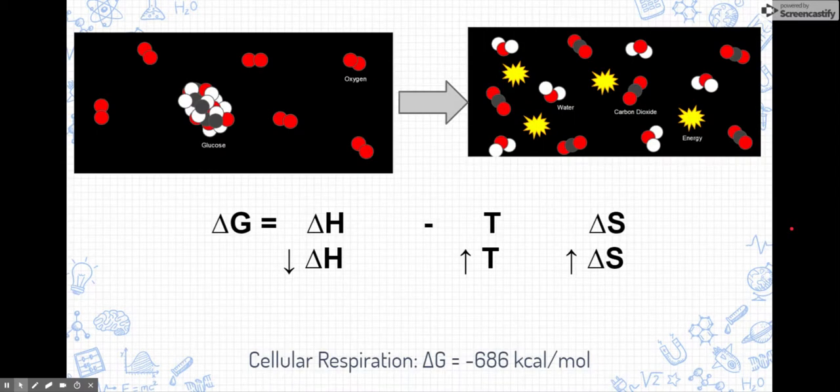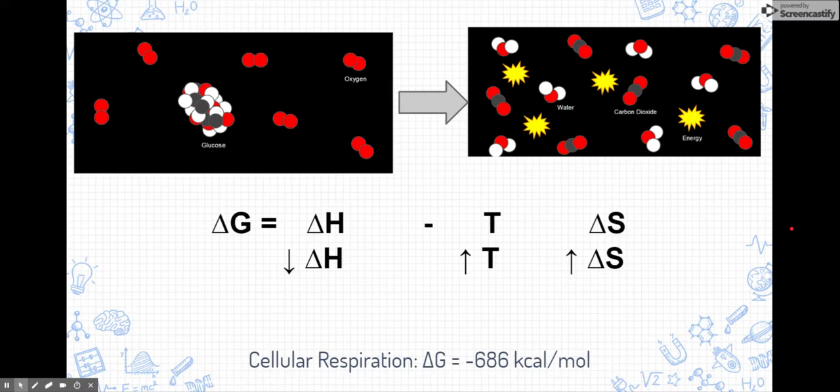On the left, again, is glucose and oxygen. On the right is carbon dioxide, water, and heat. What happens in this reaction? We can speculate that delta H, or the enthalpy, goes down. It actually loses energy. That's the energy you see on the right side of the reaction. It's a product, so it's losing energy. Now, the temperature is going to go up. If you put a thermometer over this reaction, all of the energy being released is going to cause the temperature of the reaction to go up.